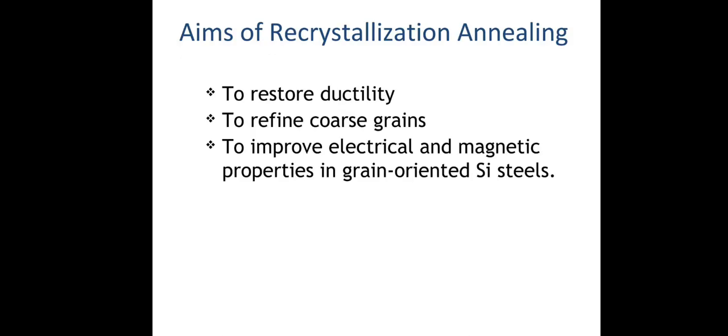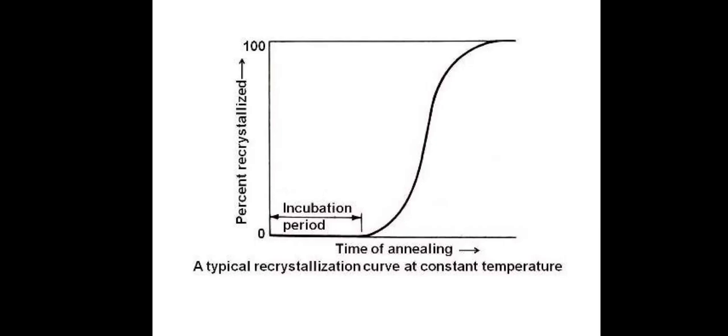Aim of recrystallization annealing: to restore ductility, to refine coarse grain, and to improve electrical and magnetic properties in grain-oriented steel. This is a typical recrystallization curve at constant temperature. Timing of annealing and percentage of recrystallization vary by incubation period.